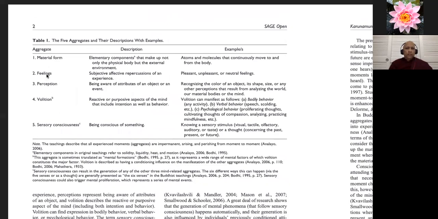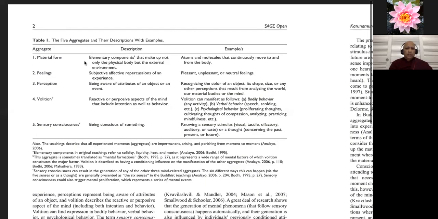They are more like drivers, I would like to say, because if you look at the mind, you can't draw a line. You cannot separate these mental aggregates from one another. Feeling is like a drive, like perception and volition. So they are part of our psychology. And then look at the material form: elementary components that make up not only the physical body, but the external environment. This is called the extended self also, because our selfhood remains continually interconnected with the external world.